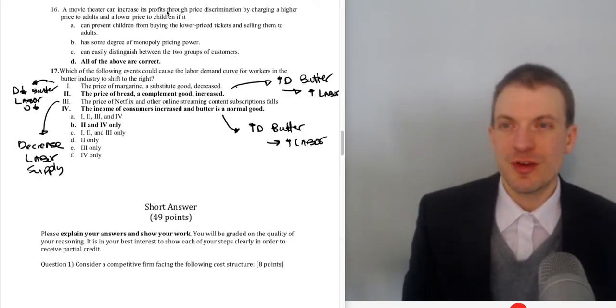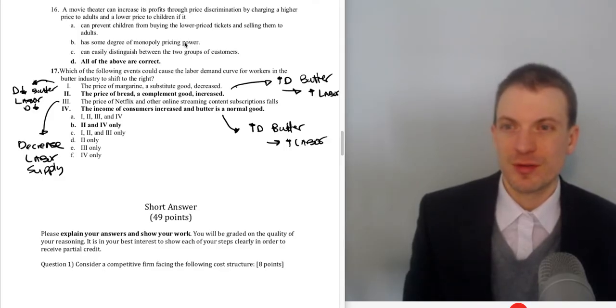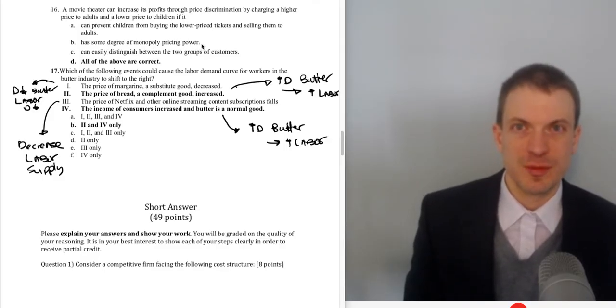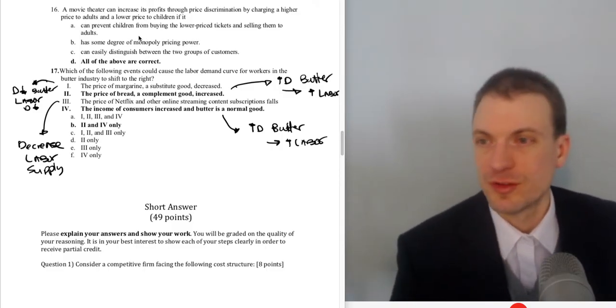A movie theater can increase its profits through price discrimination by charging a higher price to adults and a lower price to children, if it can prevent children from buying the lower price ticket and selling it to adults. This is preventing resale. Has some degree of monopoly power, the pricing power that's necessary to be able to do price discrimination in the first place, and can distinguish between the two groups of customers. Yes, hopefully you've recognized these as our three characteristics that are necessary for price discrimination.